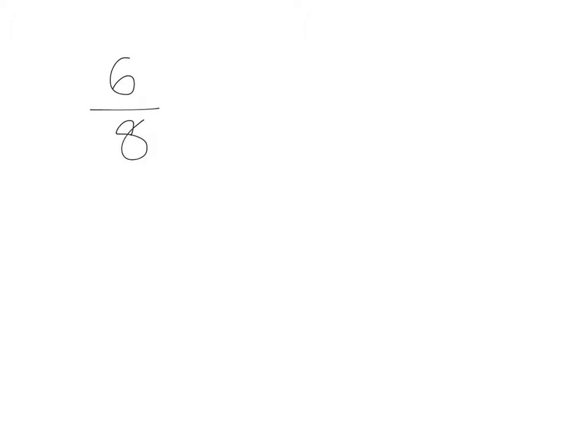So let's try that and see if it gets us down. I'm going to divide top and bottom by 2. So 6 divided by 2 is 3, and 8 divided by 2 is 4. Now, 3 and 4, there's nothing that can divide both of them any further, so that's that one finished.